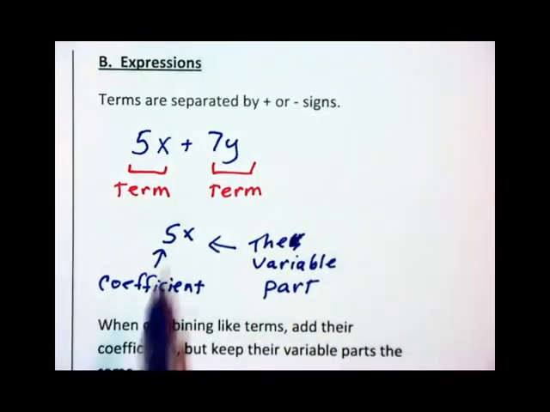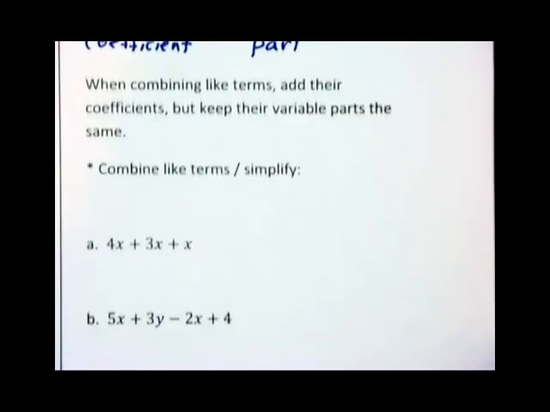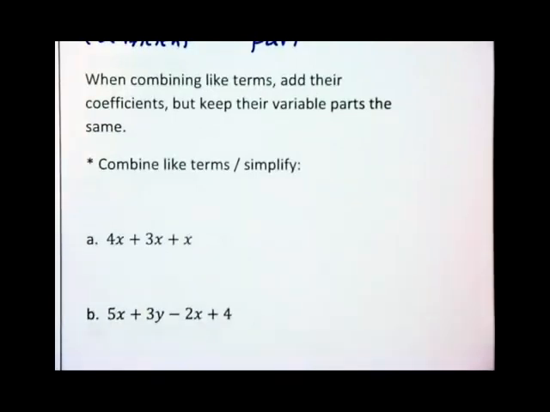We're going to use that word coefficient quite frequently through this class, so it's something you're going to have to get used to. When we are combining like terms, we keep the variable part the same, but we add the coefficients. So let's look at a few problems here.